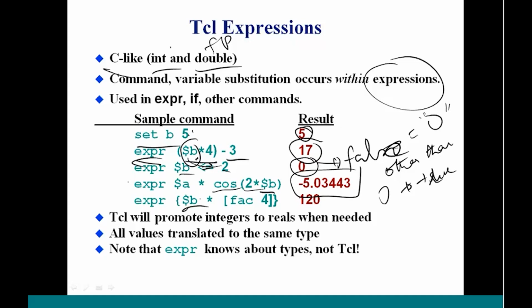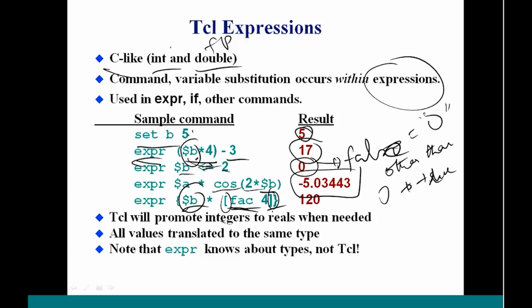Now the other one is expr $b times [fact 4]. Here you notice that it's in between the square brackets, so this is command substituted. Basically it computes fact 4, replaces the bracketed command with the result, and then multiplies by $b. So here this is also substituted. It is 5 times 4 factorial, which becomes 120.